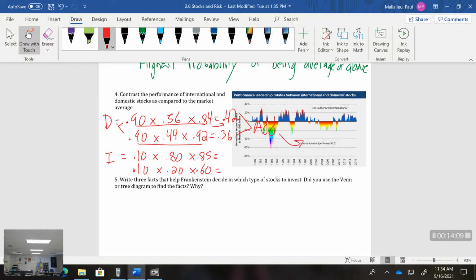All right, so we add them up, and that would give us a total of 0.78, or 78% as far as the international and domestic comparison of the market average. And then same thing, I just went up and I got the 10, 80, 85 off of the international high cap that was above average and below average, and you multiply those 3 and you get 0.068 and 0.012. So we add those up and we would get 0.08, or 8% of the market.